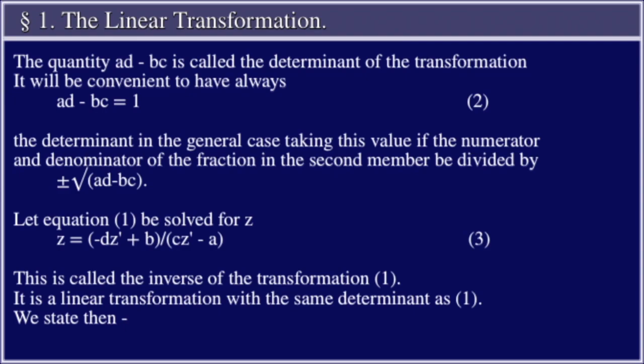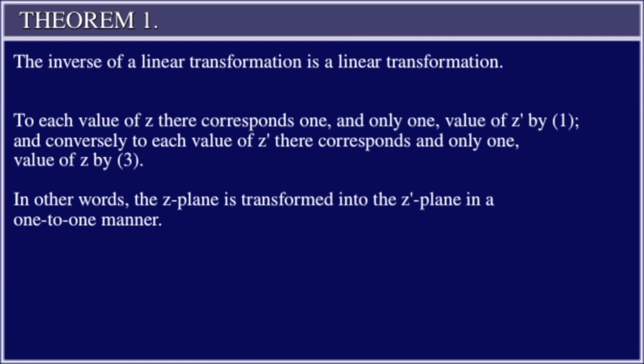Let equation 1 be solved for z. Then z is equal to minus dz prime plus b divided by cz prime minus a, equation 3. This is called the inverse of the transformation of equation 1. It is a linear transformation with the same determinant as 1. We state then, Theorem 1: the inverse of a linear transformation is a linear transformation.